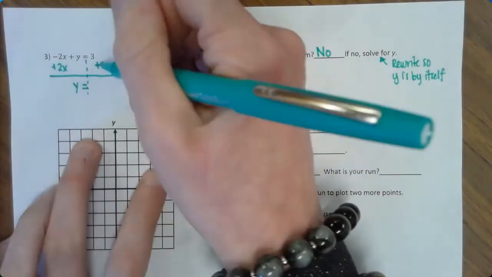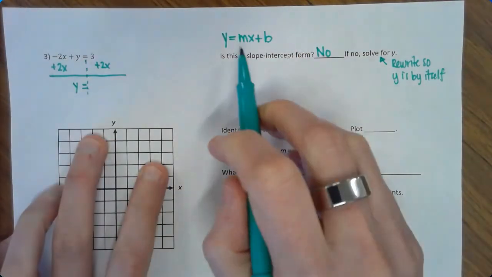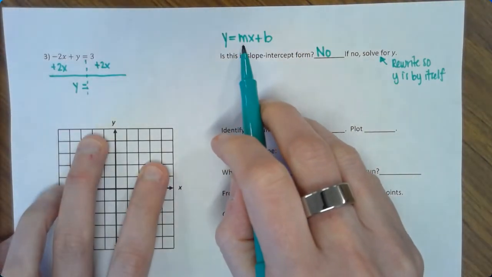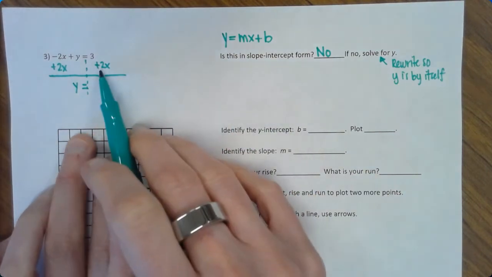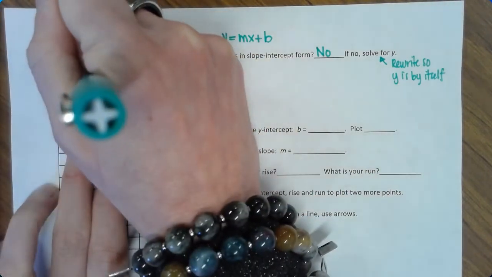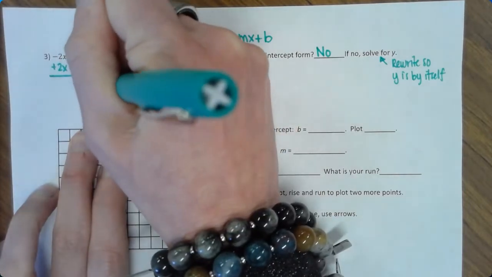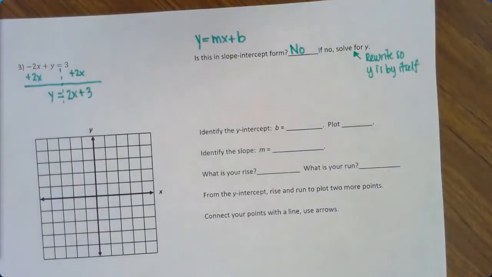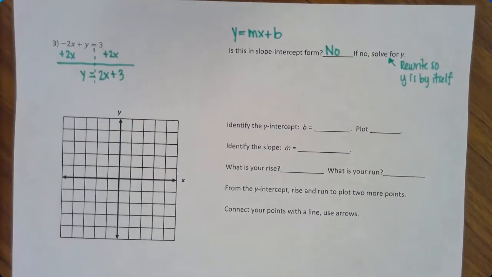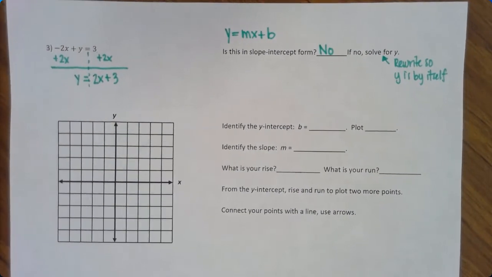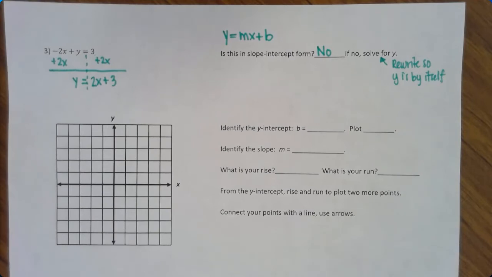So we're going to put the x term first so that it follows our y equals mx plus b format. So I want that x first. So I'm going to put y equals, it's a positive 2x, so I'm going to just put 2x. And then that was a positive 3, so I'm going to put plus 3. Now is my y by itself? Yeah, now my equation's in that y equals mx plus b format.